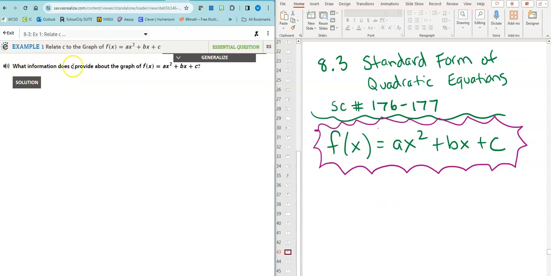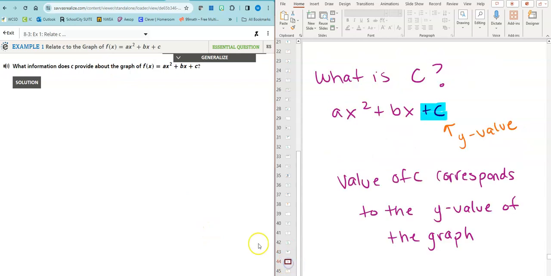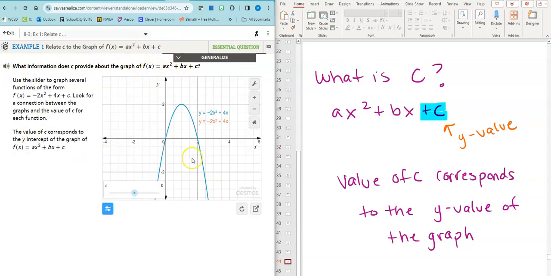So the first thing we're going to do here is understand what c represents in our function. Okay, what is c in our equation? Here we have an example where we can visually see what happens when I move my slider to change c. So right now c is 0. So you can see that's why it's negative 2x squared plus 4x plus nothing, because c is 0. If I make c larger, my parabola moves up. If I make c smaller than 0, my parabola moves down.